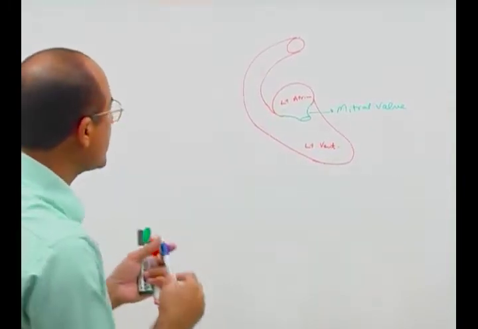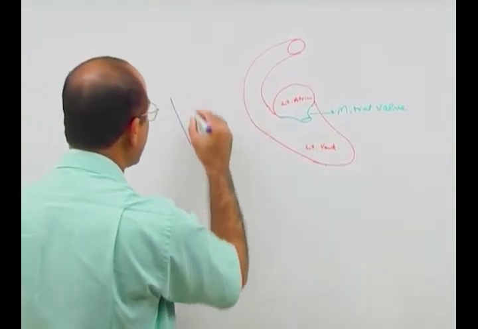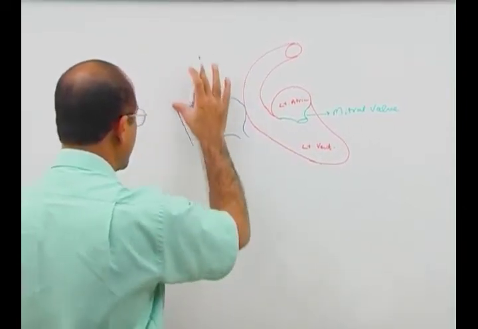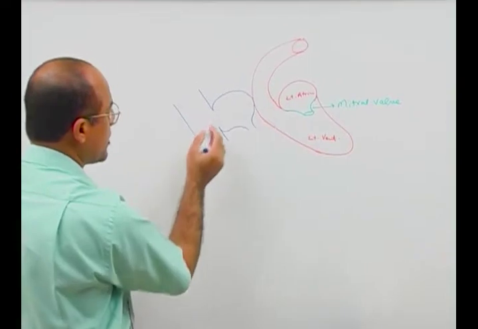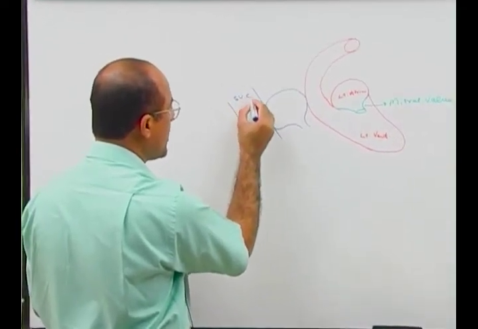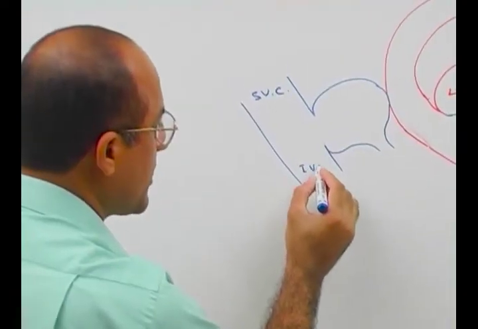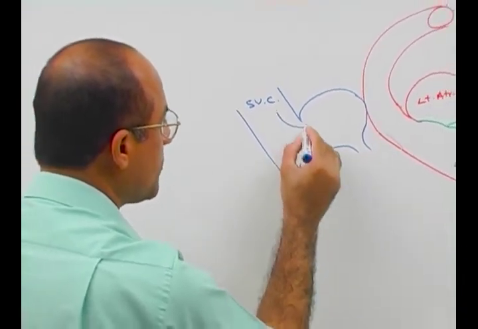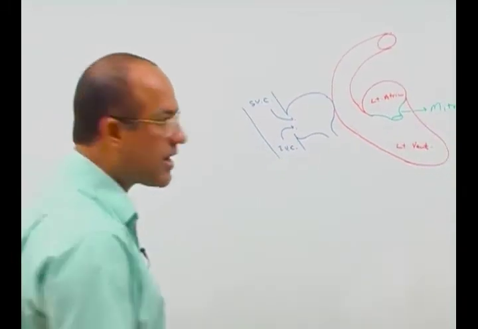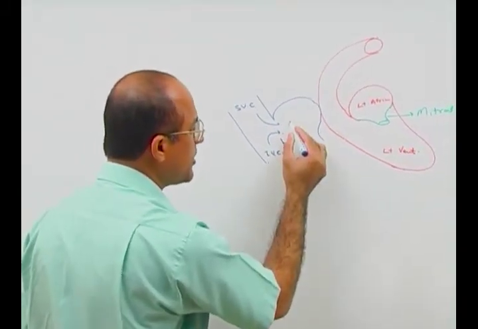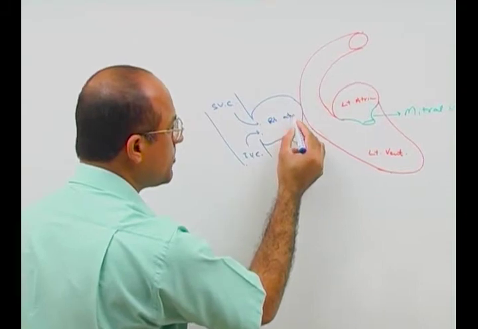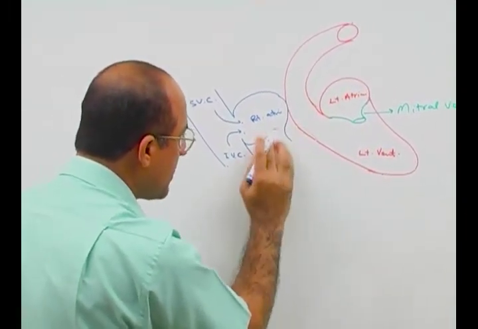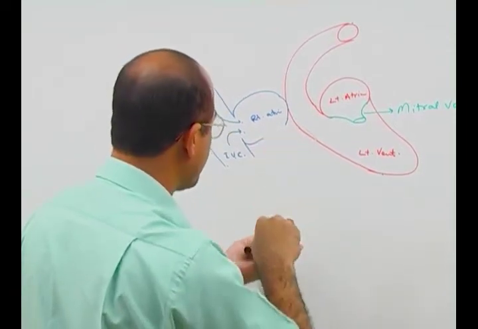And if we look at the right side of the heart, the blood is coming from the body, through the superior vena cava and inferior vena cava. Blood is coming from the body to the right heart, the venous blood. And in the right heart, it is coming where exactly? What is this? Right atrium, right? And from the right atrium, it passes through this valve. And what is the name of this valve?